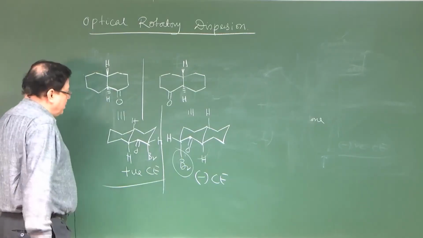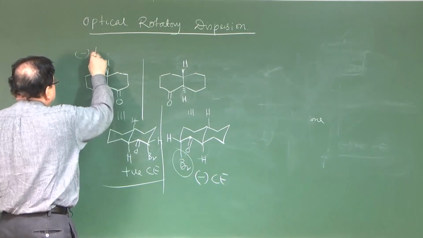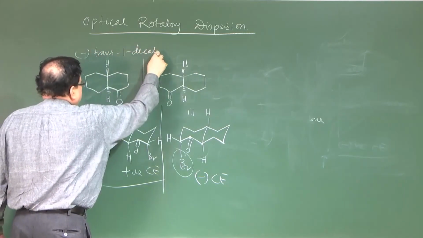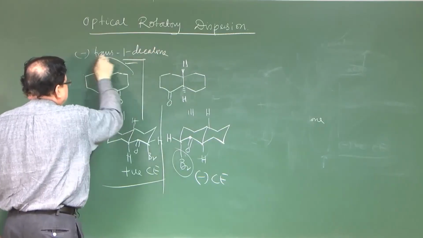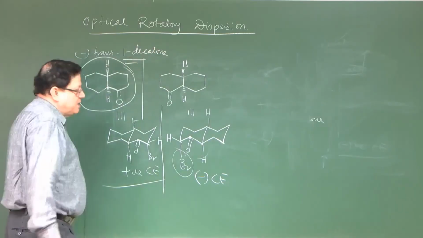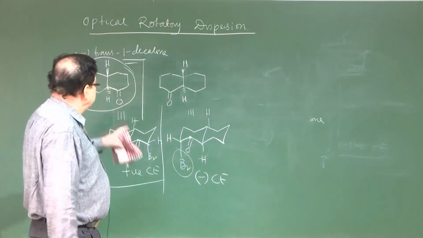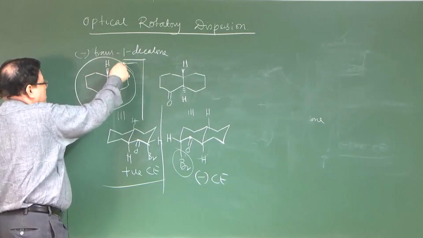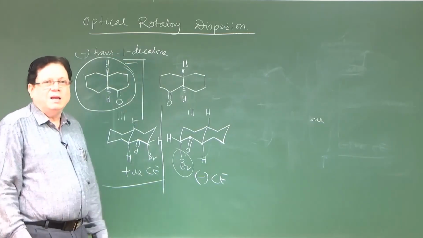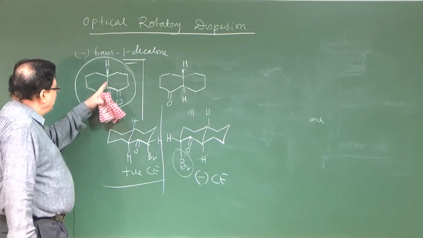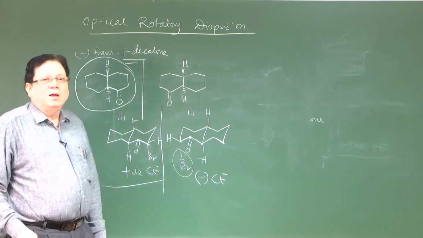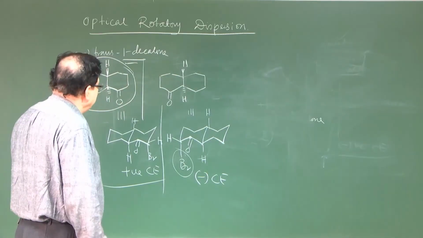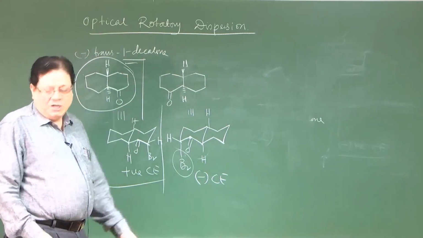So, that means your minus trans 1 decalone, the correct three-dimensional structure is this, and if you assign R and S, you can actually now tell which one is R and which one is S. Okay. So, the absolute configuration at these two positions are now clearly demonstrated on the basis of the sign of the Cotton effect, applying this axial haloketone rule.